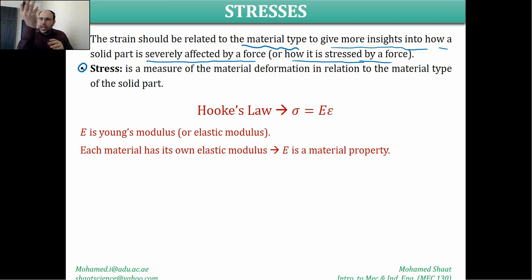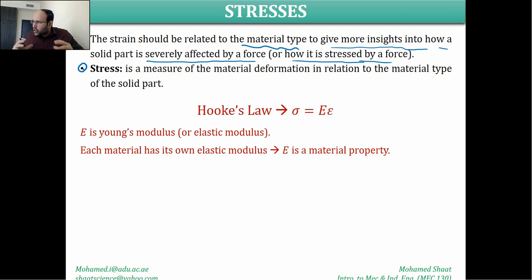So as you can see, it is kind of a sequence. The deformation is the change in the shape and dimensions, but it is not accurate in all cases. The strain is more accurate than the deformation. And what is the strain? It is the deformation referring to the original dimensions, original shape. But the strain in some other cases may not be accurate because we need another measure that depends on the material. And this is what gives us the stress.